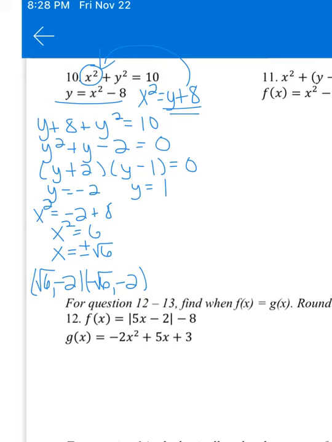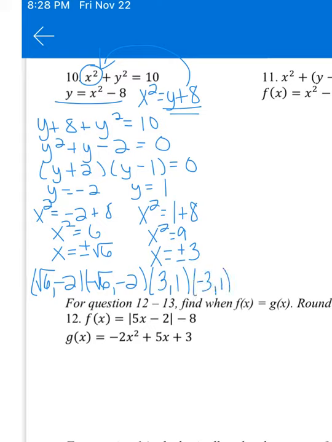You're going to do the same thing for when y equals 1. x squared equals y plus 8, so this one is x squared equals 9. x is equal to plus and minus 3. So this gives me another 2 points, 3, comma 1, and negative 3, comma 1. 4 answers. Again, it's a circle and a parabola. You could have 4 points, you could have less than that, you're not going to have more than that.